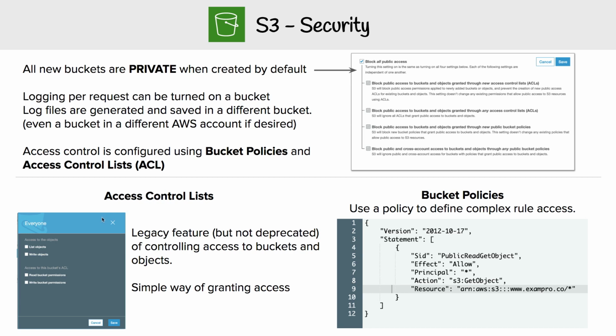You right click on a bucket or an object, and you can choose who. So there's an option to grant all public access. You could say list the objects, write the objects, or just read and write permissions. And it's as simple as that.